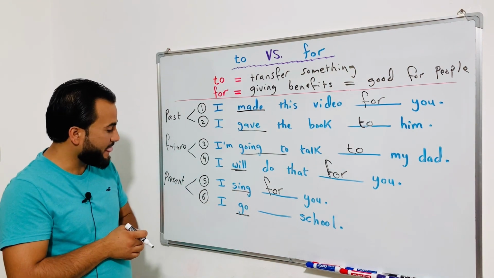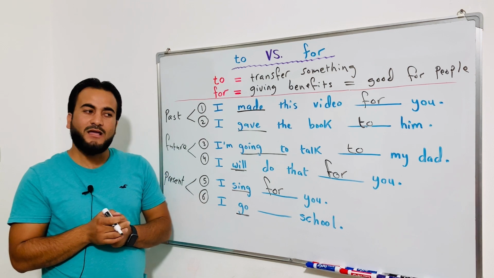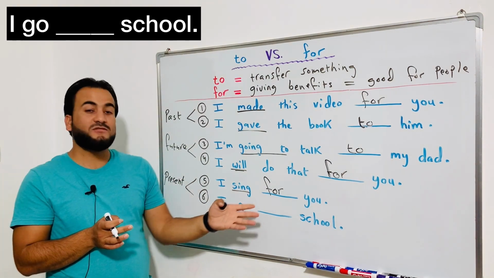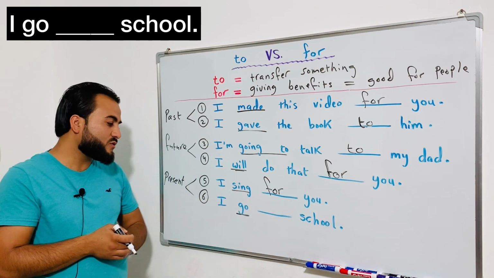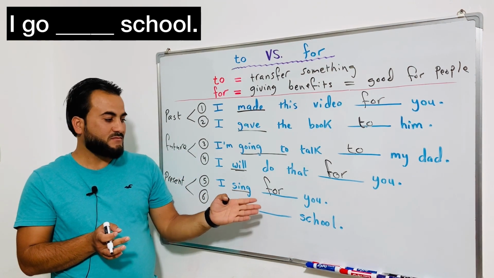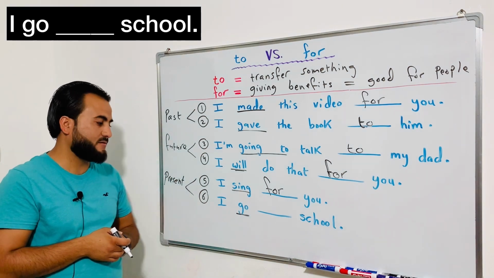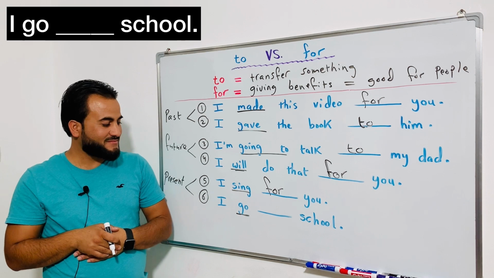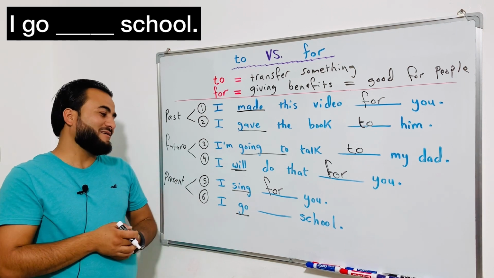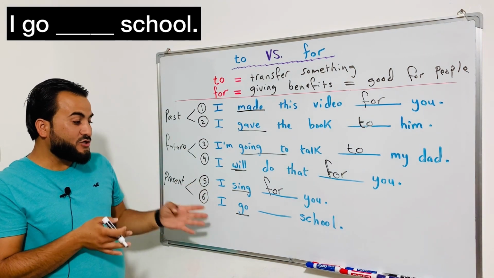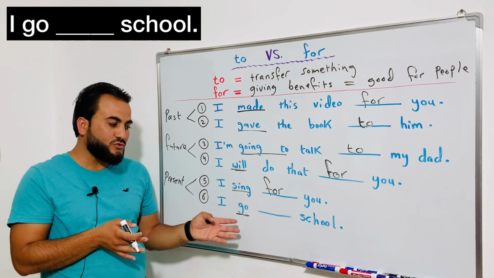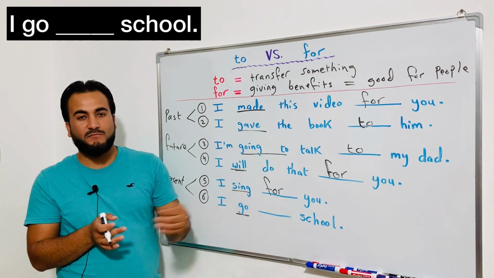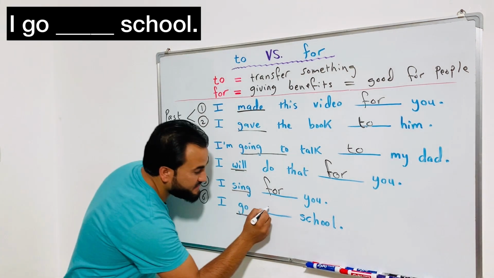آخر مثال. What do you think? I go for school or to school. What do you think? I'm waiting for your answer. Okay. Okay. Then I go for or to school. أنا أذهب إلى المدرسة. So the answer is to.